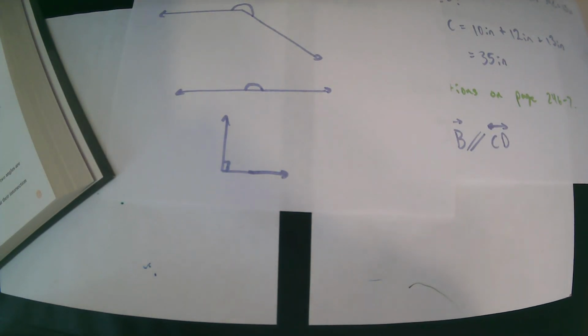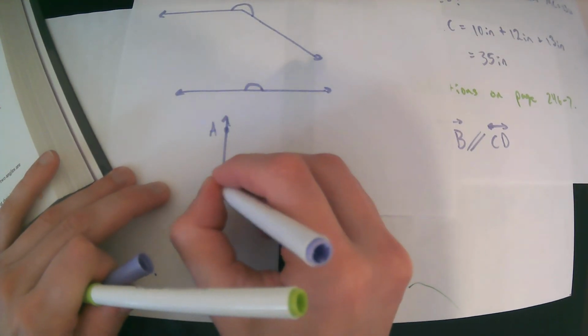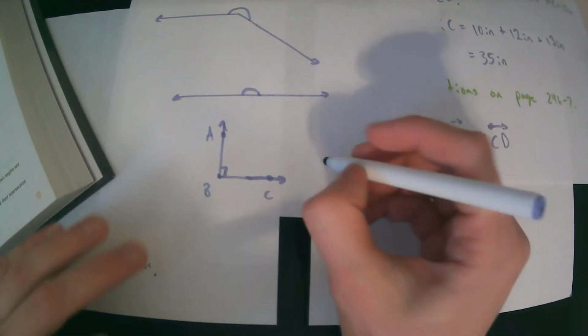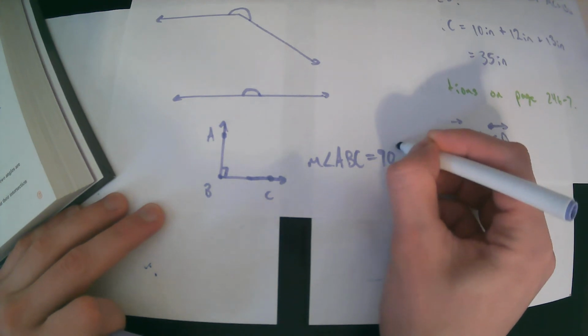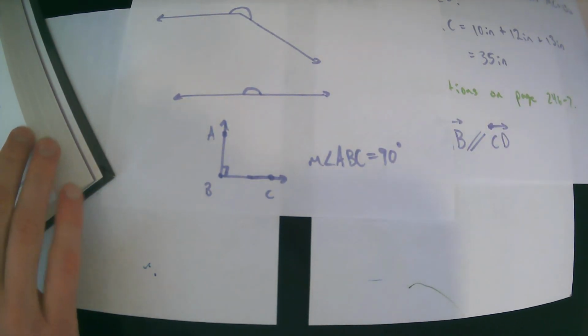So the measure of this angle ABC is 90 degrees. Measure of angle ABC in this picture is 90 degrees. Okay.